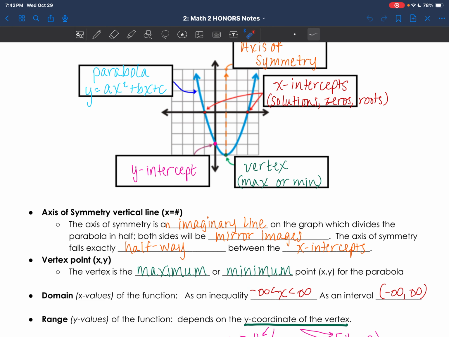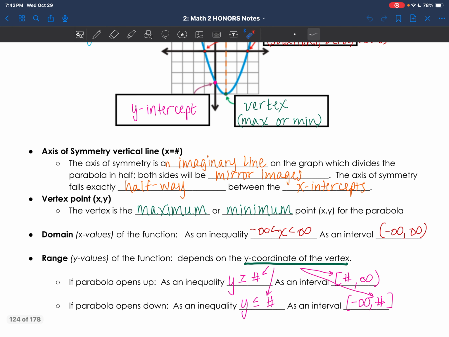All right, now for range, this depends on the y-coordinate of the vertex. So if it opens up, you're going to write the inequality this way. So y is greater than or equal to whatever your y is for your vertex. And as an interval, if it's a closed point, which includes that point, which it should for the vertex, you're going to do a bracket, and then it's going to go to +infinity if it opens up.